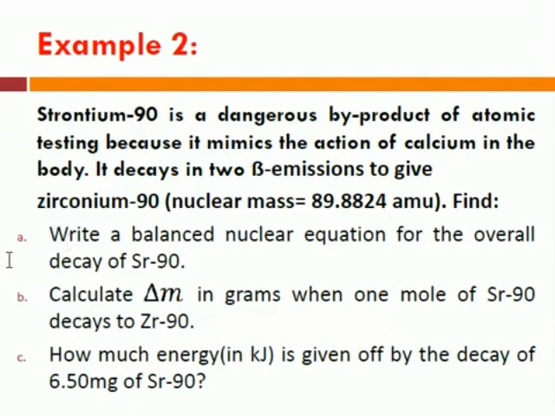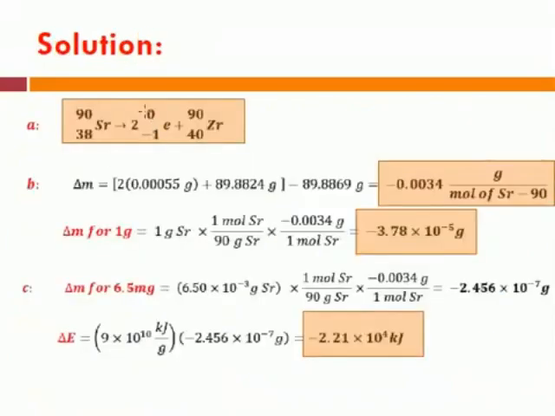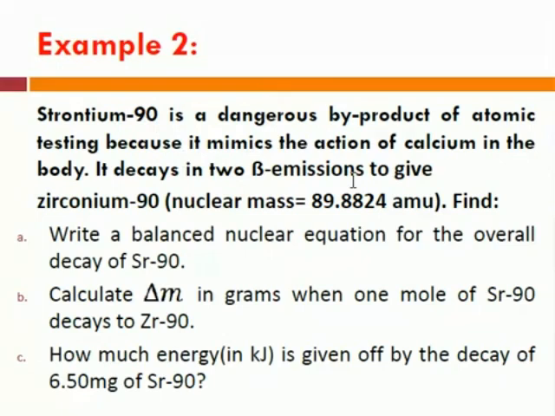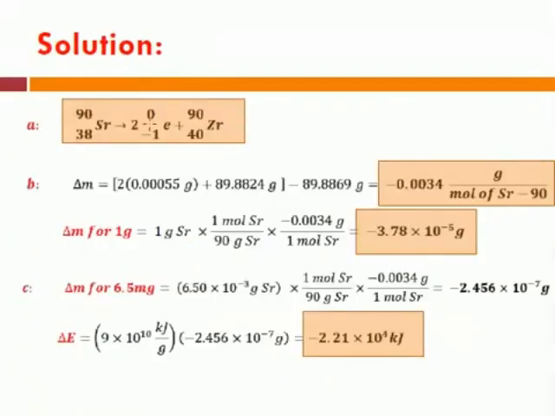So, take note, for letter A, write a balanced nuclear equation for the overall decay of strontium-90. Strontium-90 is given, with its mass number, and the atomic number can be found using the periodic table. Since the problem says it decays by 2 beta emission, the two beta emission and zirconium-90 will be on the product side. Strontium-90, the atomic number of that is 38.